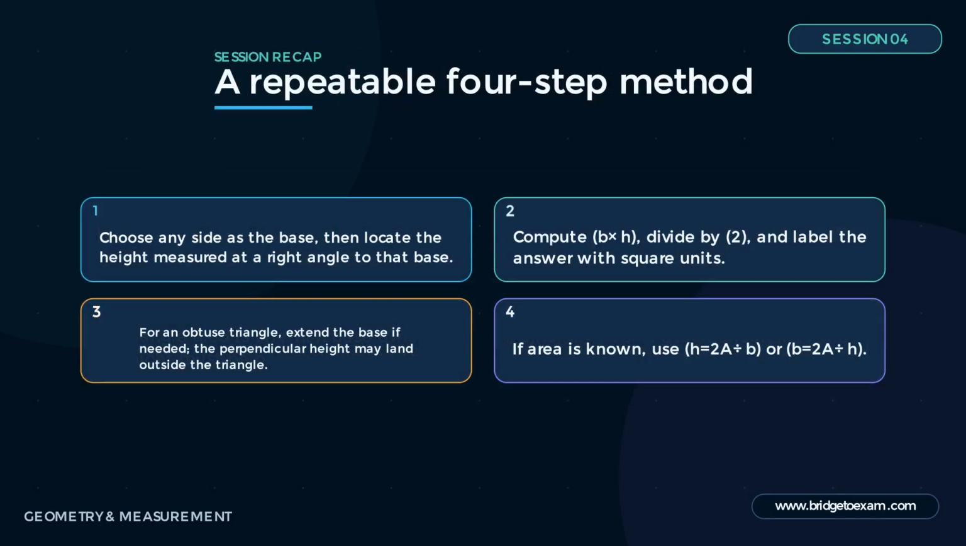Session recap. First, choose any side as the base, then locate the height measured at a right angle to that base. Next, compute b times h, divide by 2, and label the answer with square units. Then, for an obtuse triangle, extend the base if needed. The perpendicular height may land outside the triangle. Finally, if area is known, use h equals 2a divided by b or b equals 2a divided by h.